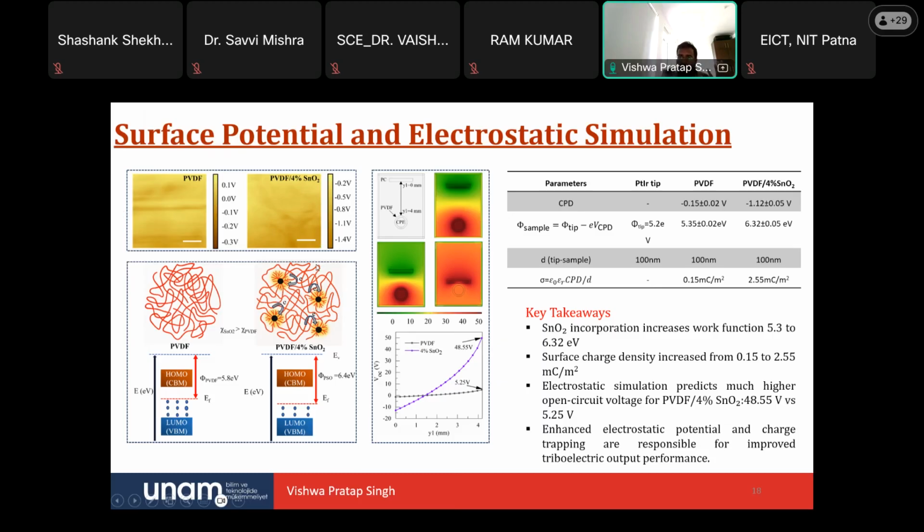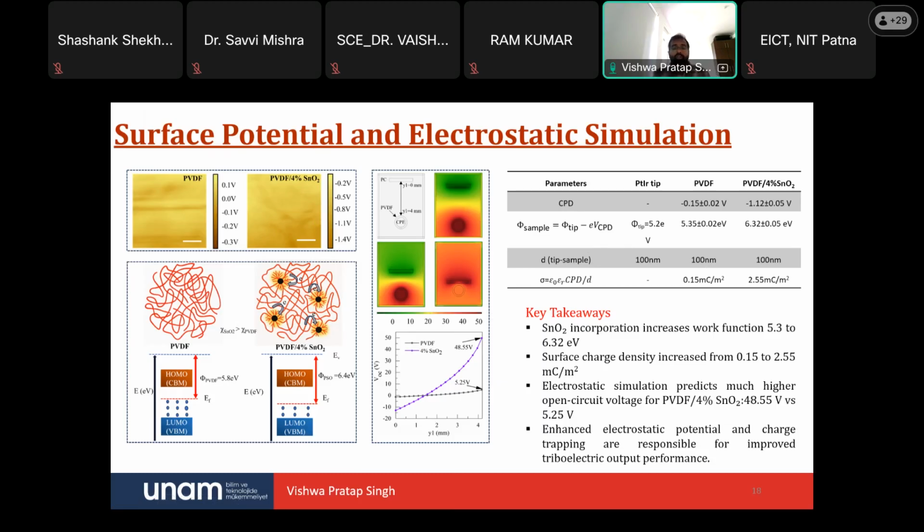In this sense, the work function will increase. I calculated the work function using this CPD, with the help of the PtIr tip of the AFM. This is the platinum iridium conducting tip that we use to measure the CPD of this PVDF film. First, we measured with the help of gold.